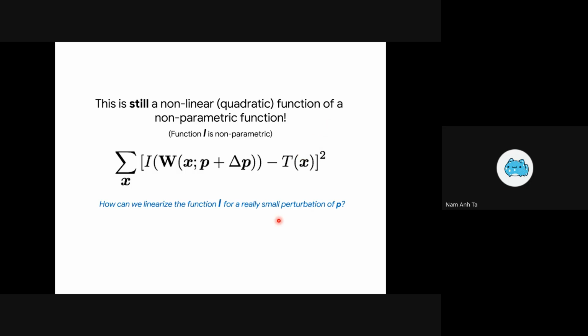Next up, because this is still a nonlinear function, we need to linearize the problem. We will do this using the Taylor expansion. Okay, not Taylor Swift, this is Taylor expansion. The objective function remains nonlinear due to the warp function W right here. Because of that, we use a first order Taylor expansion to linearize the expression around the current parameter p. By approximating the function with its gradient, we can solve for the optimal increment delta p using a simple system of linear equations.